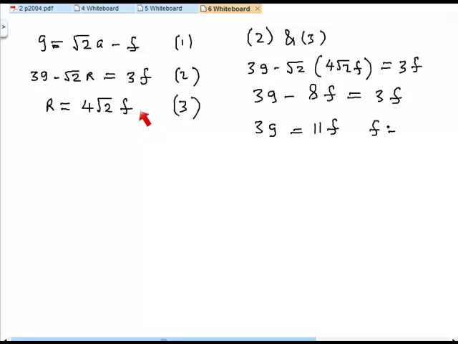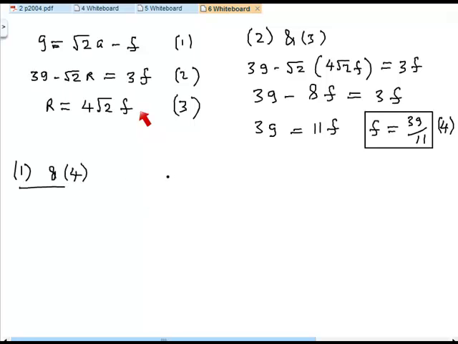f equals 3g over 11. And we'll call this equation 4. And now taking equation 1 and 4 together, we get g is equal to root 2a minus f, which is minus 3g over 11.